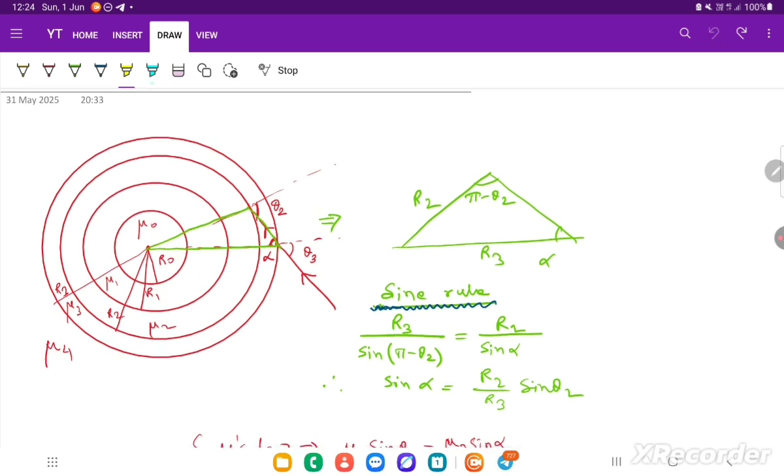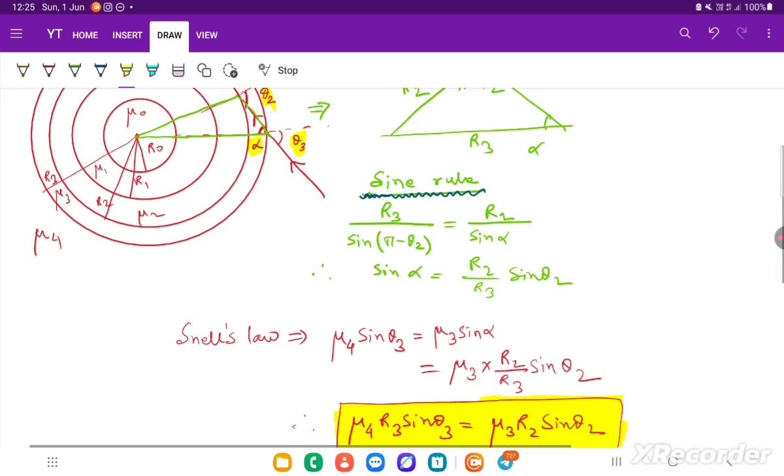One light ray is shown incident from the medium having refractive index mu4 to the medium having refractive index mu3, and it gets refracted following Snell's law. I can apply Snell's law at this refraction. I have marked the angle of incidence as θ3 and the angle of refraction as alpha, and I have marked θ2 as the angle of incidence for the next medium. Let me first use Snell's law.